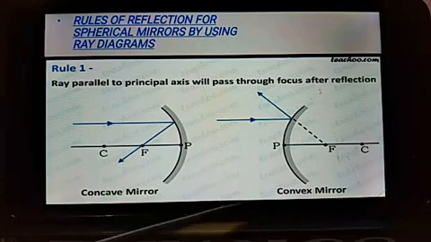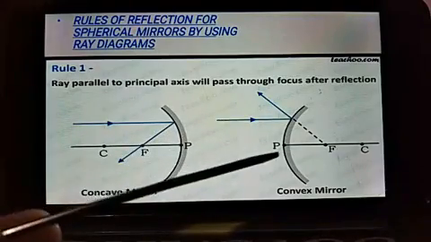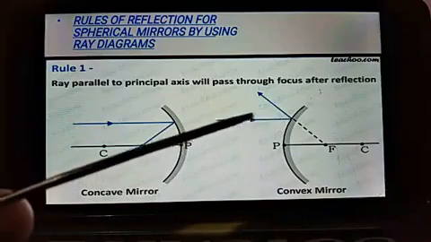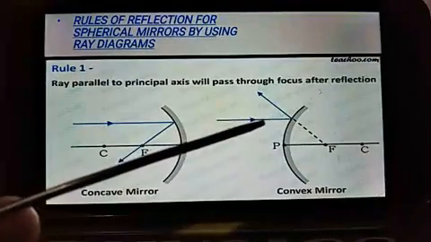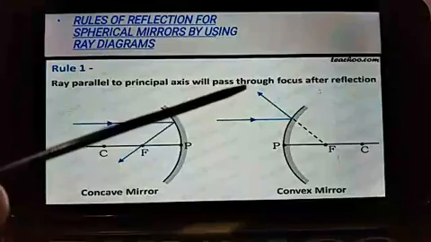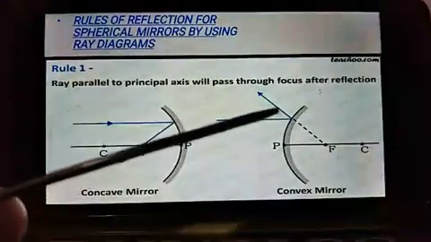Here, in the convex mirror also, we have an imaginary line passing parallel to the principal axis. And after reflection, what will happen? It is striking here, and it will reflect from here. So after reflection it appears to come from the focus.